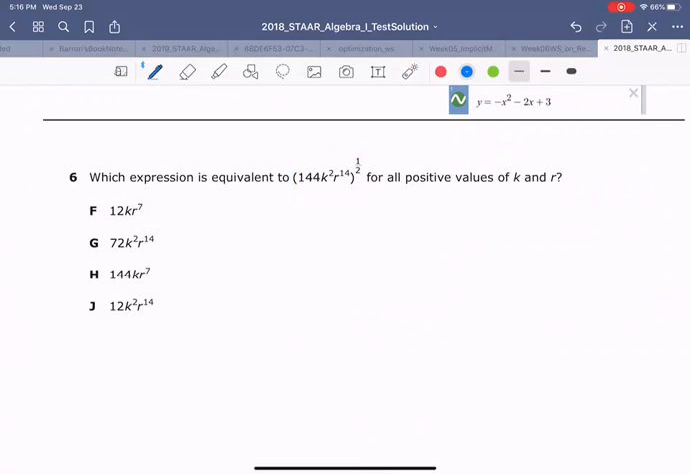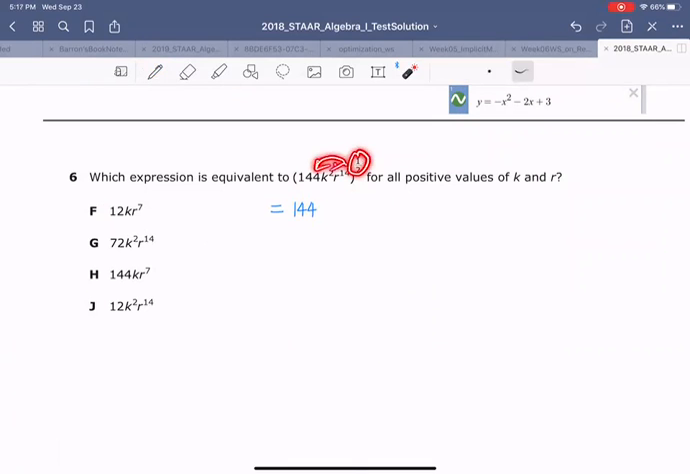Okay. So it's basically just 144k squared times r to the power 14, divided by 2. So it's 12.